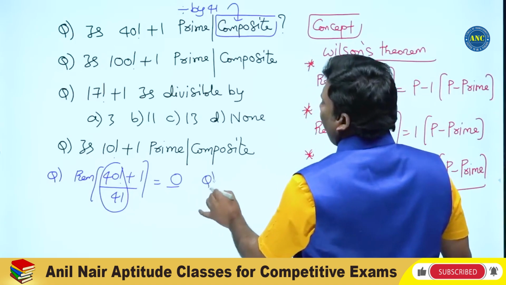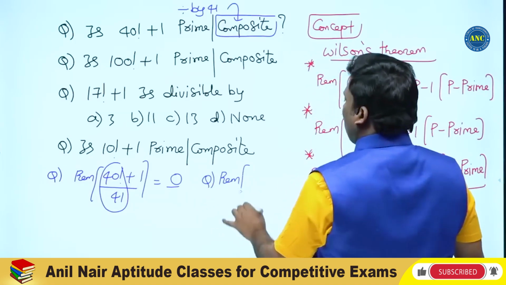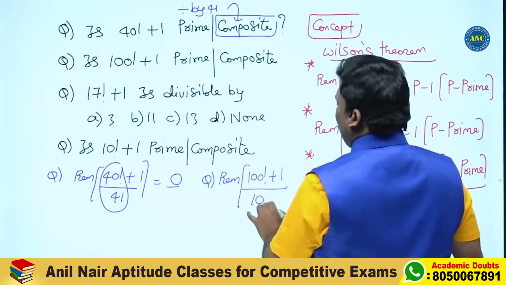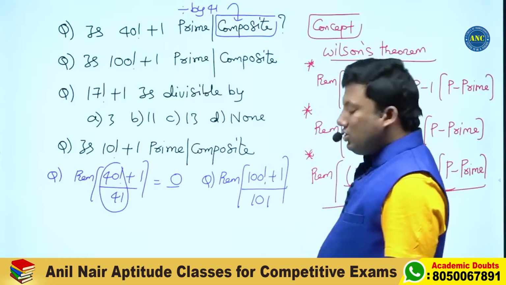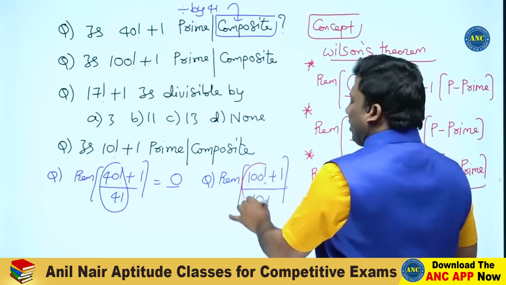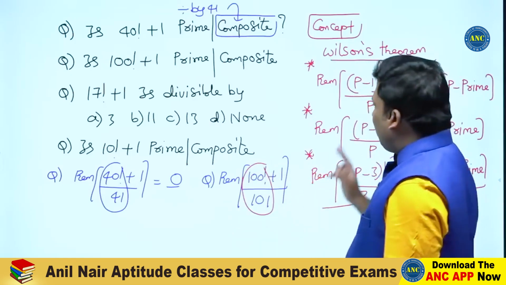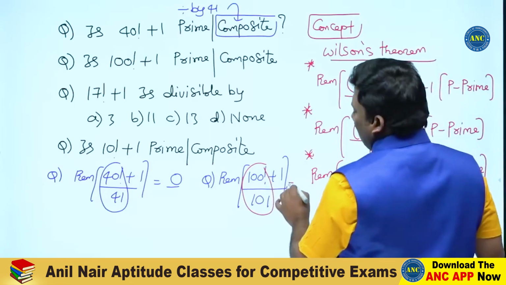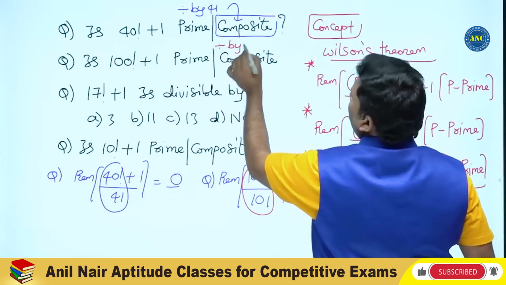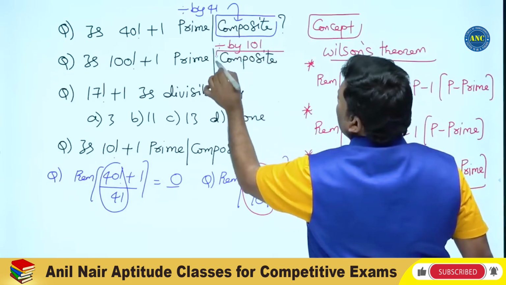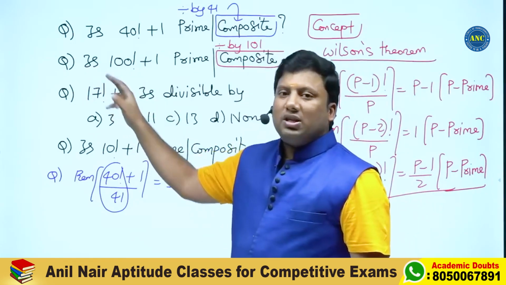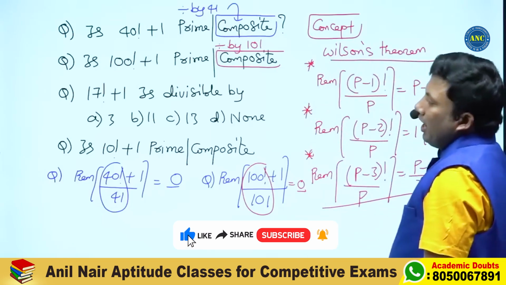Second question, 100 factorial plus 1. 100 factorial is the product of all natural numbers from 1 to 100. So the numerator is not divisible by any natural number from 1 to 100. (p minus 1) factorial by p leaves remainder p minus 1, so 100 plus 1, that is 101. The second one is divisible by 101. So the answer is composite. Utkarsh, one of my CAT enrolled students, has kept this message in the Telegram CAT enrolled batch.